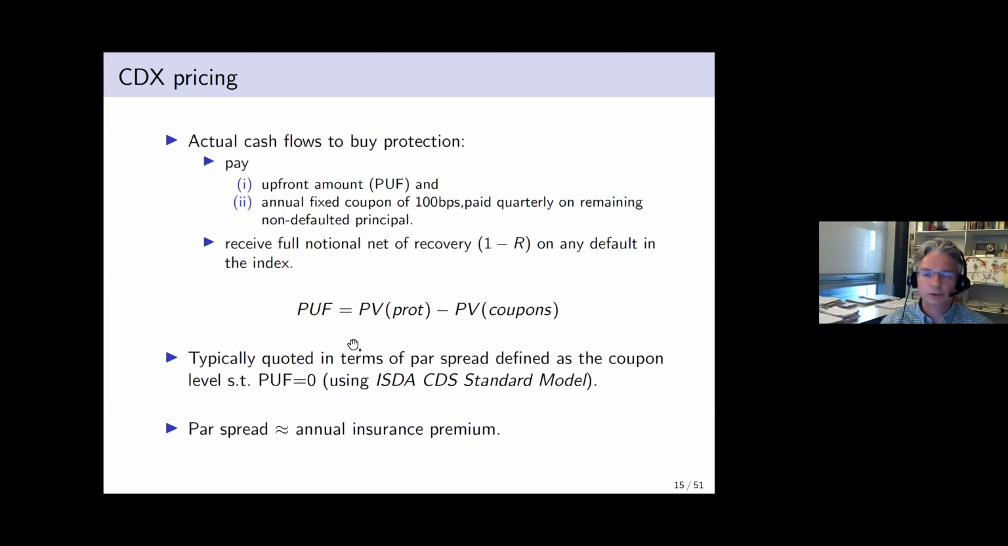So essentially the standard approach to quoting a CDX index is in terms of a par spread, which you can think of as a standard model implied annual cost of the insurance for that underlying basket. So we can really think of the par spread as a measure of the annual risk neutral expected loss, and it's the annual cost of insuring that basket of 125 names.